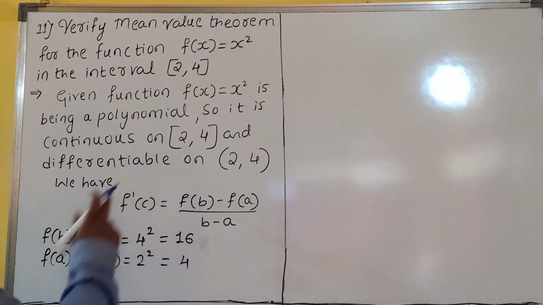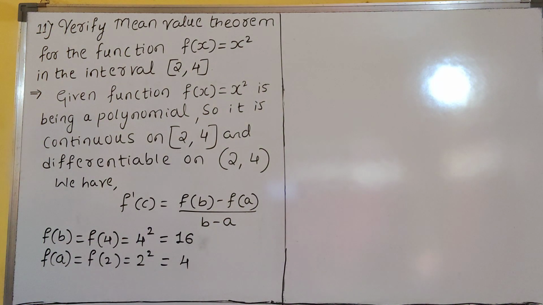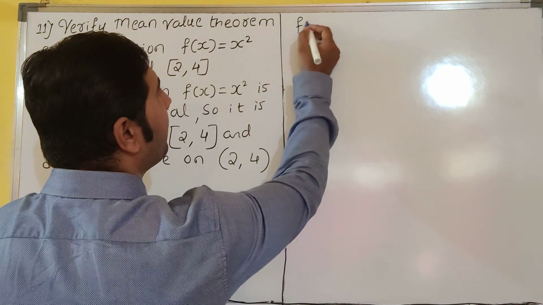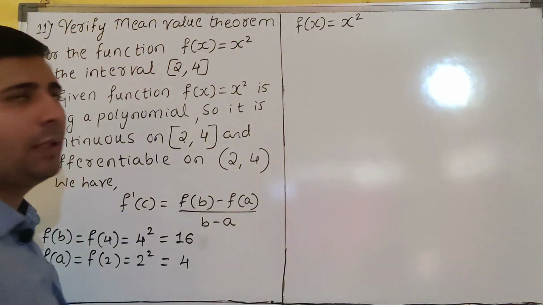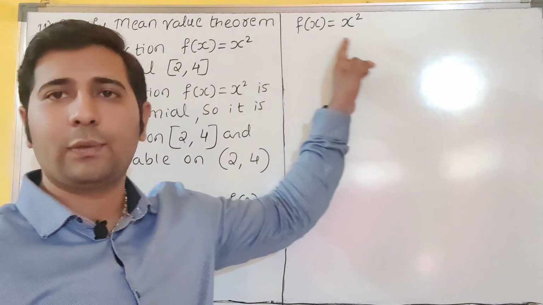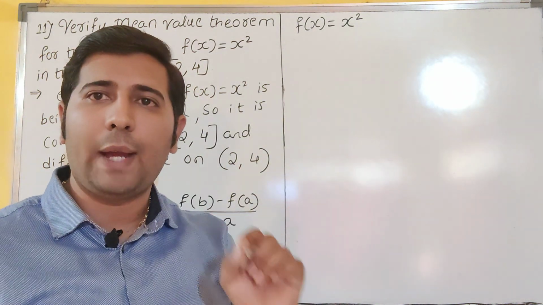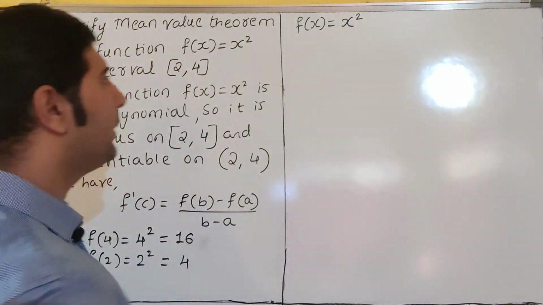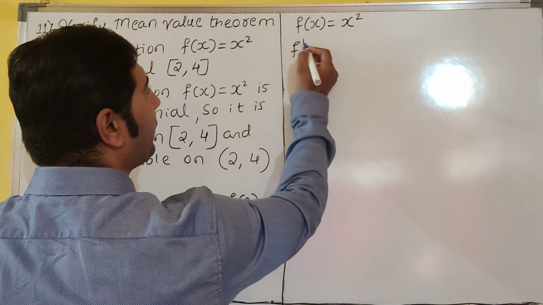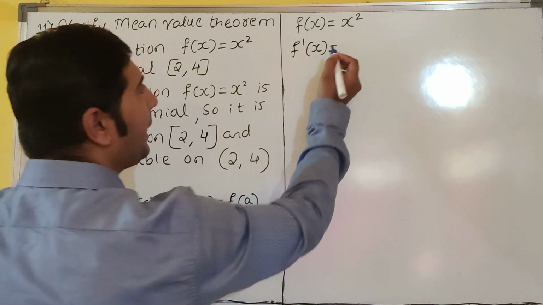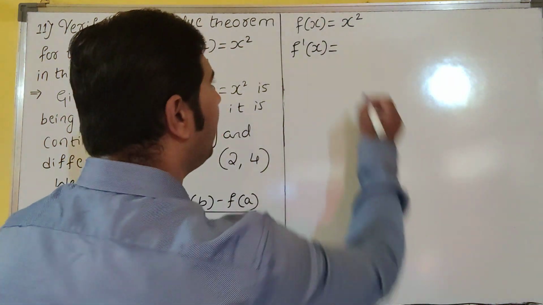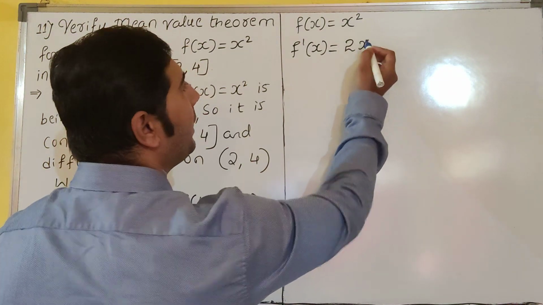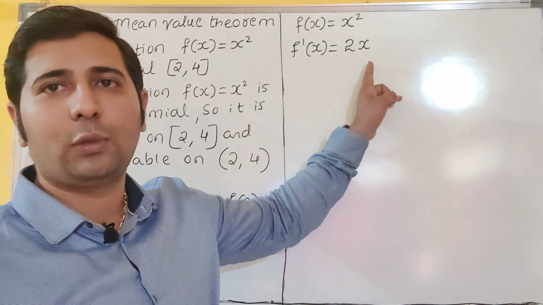So now I have to find f dash of c. First we will find f dash of x. Now f of x is x square. So I have to find f dash of x. The derivative of f of x is what? F dash of x you can write. X square derivative is 2x, dear students. Derivative of x square is 2x.